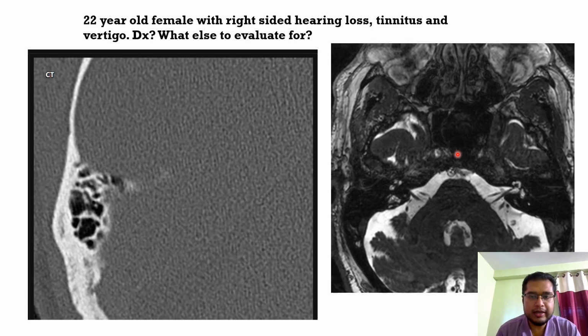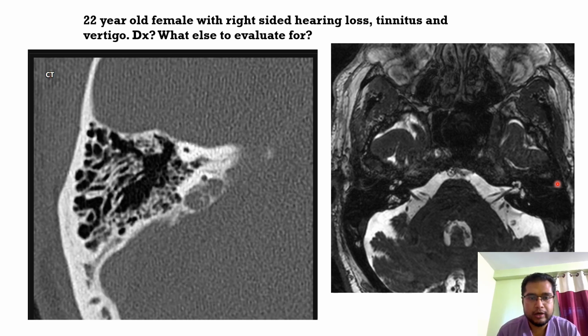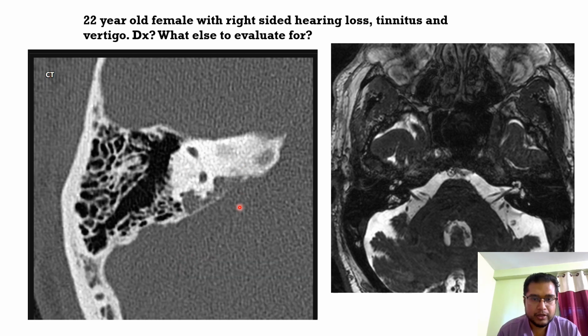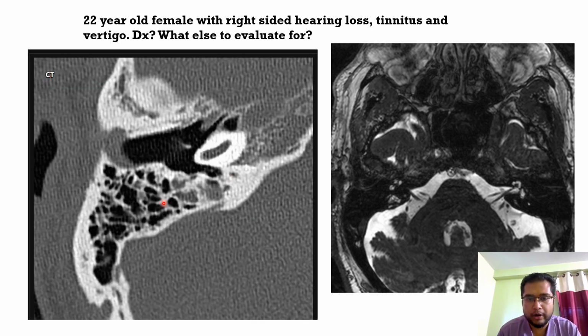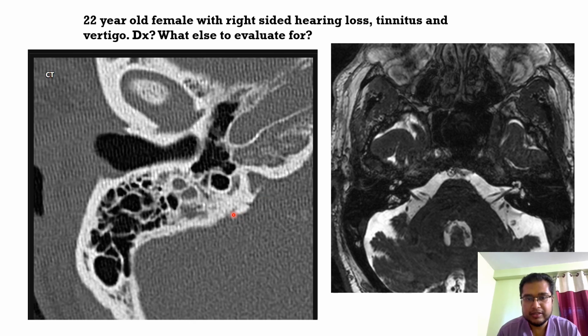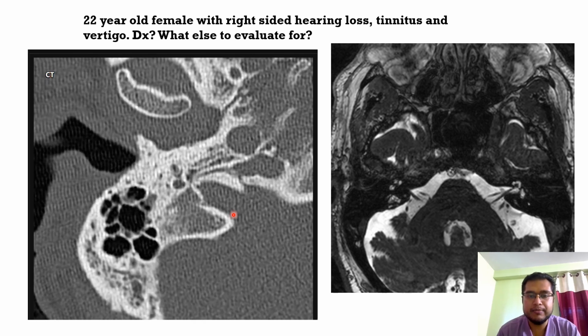Now coming to another interesting case where a 22-year-old female presented with right-sided hearing loss, tinnitus and vertigo. So this is a spot diagnosis on HRCT itself. What is the diagnosis and what else do we evaluate for in this particular case is what is important. So here we can see a permeative destruction of the temporal bone that is seen just at the site of the vestibular canal.